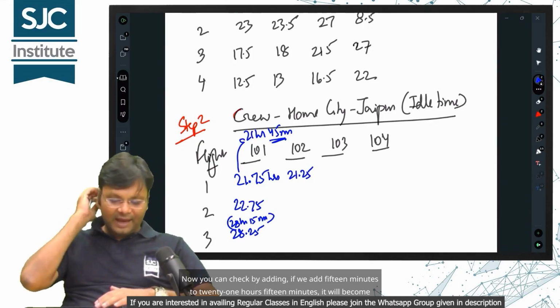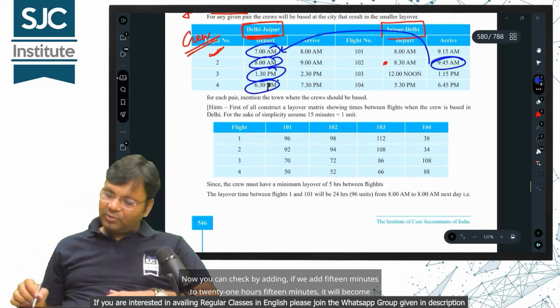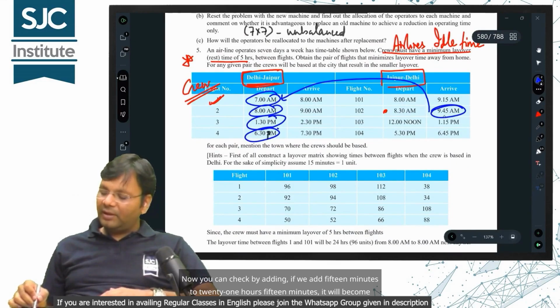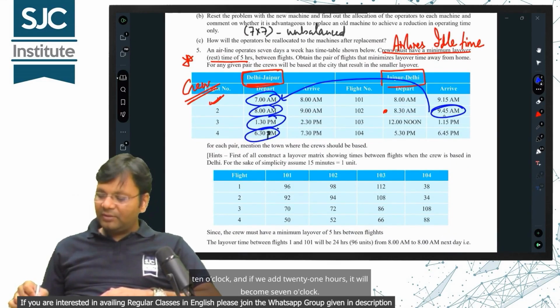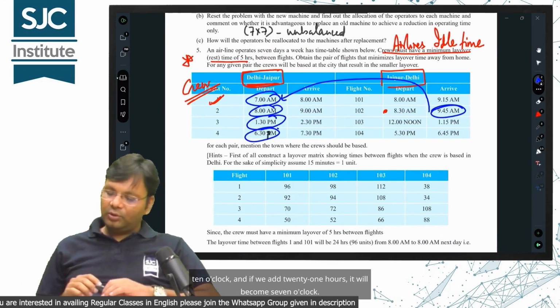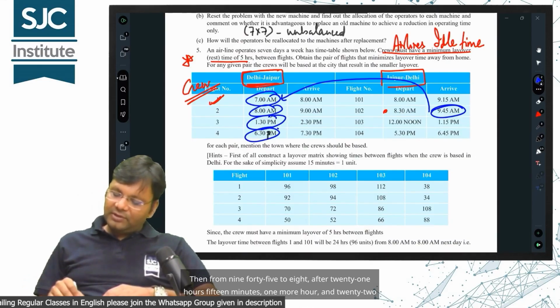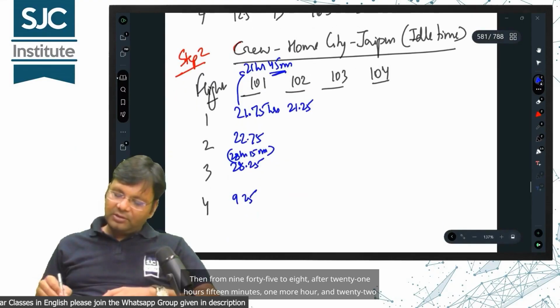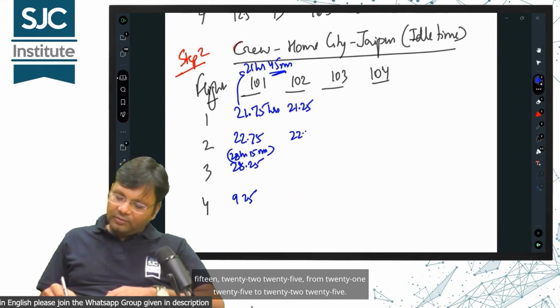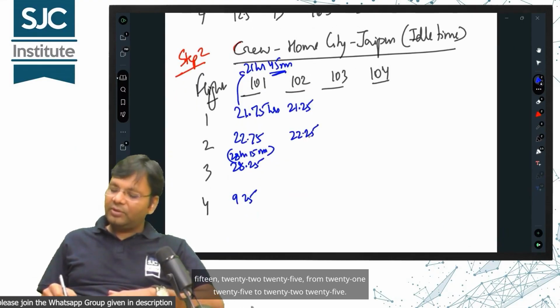Now you can check by adding. If we add 15 minutes to 21 hours 15 minutes, it will become 10 o'clock. And if we add 21 hours, it will become 7 o'clock. Then from 9:45 to 8, after 21 hours 15 minutes, 1 more hour, from 21:25 to 22:25.